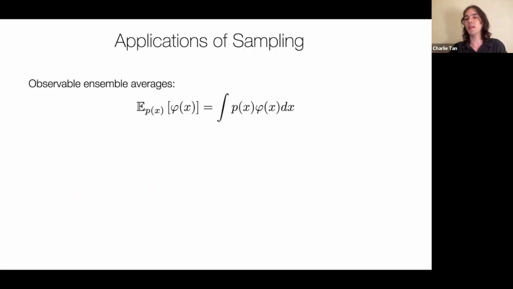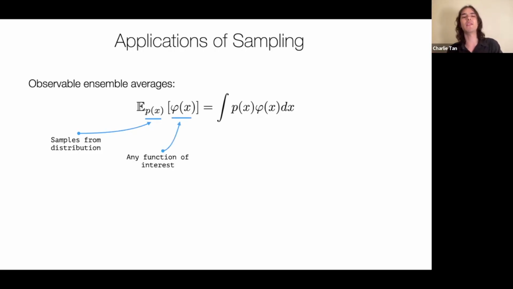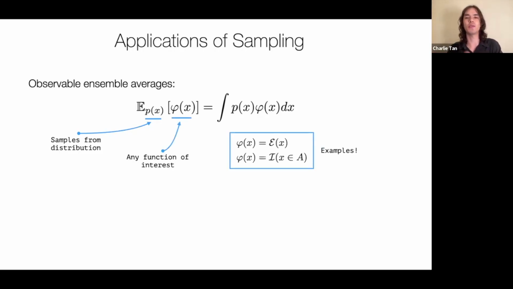There are many applications of sampling. I think some of the biggest ones might be observables. These are the most general examples. We can compute observable ensemble averages. If we want the expectation with respect to the target distribution, and you have any function of interest phi, this is the formula. This is the exact formula. There will be approximations if we have a sampling algorithm for it.